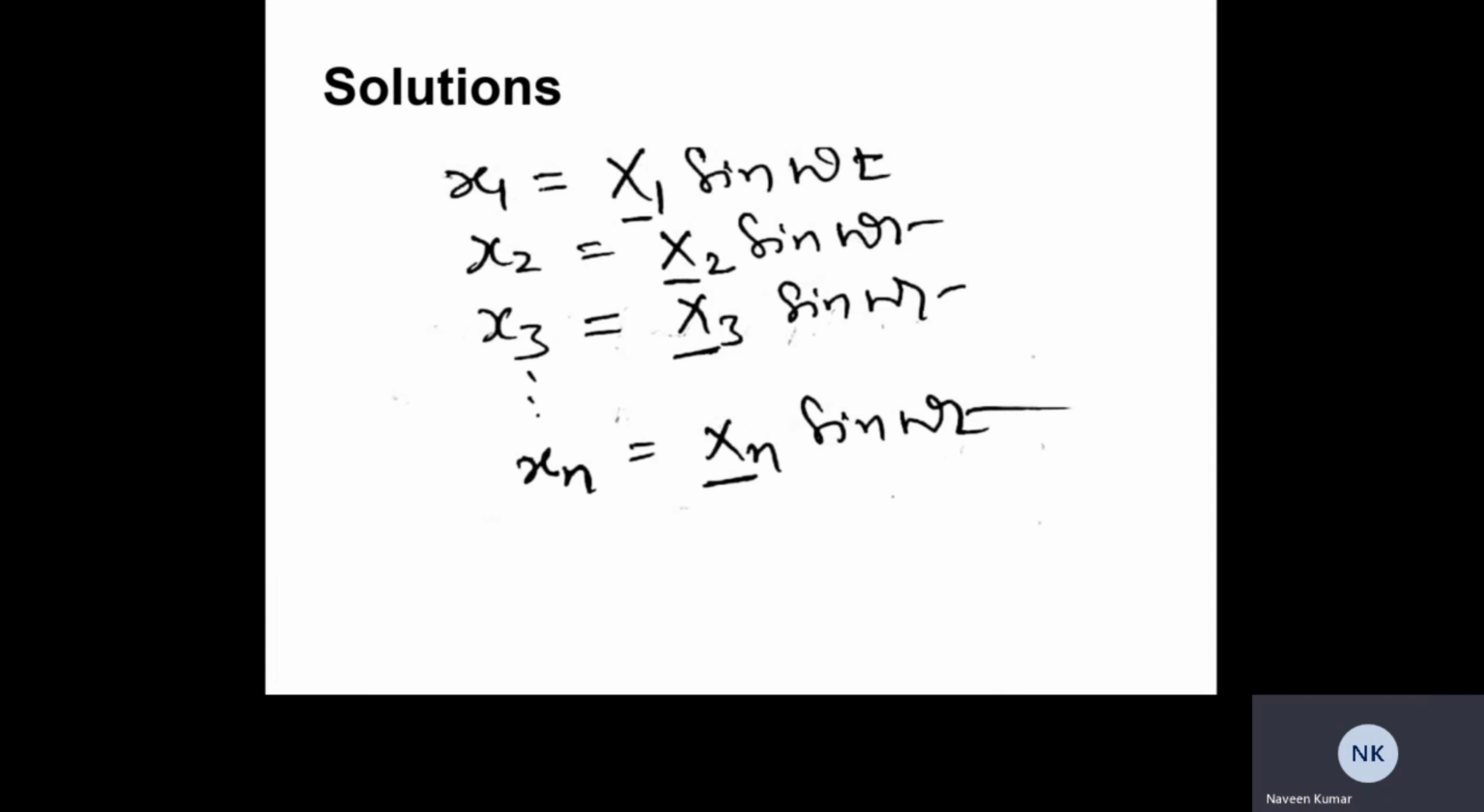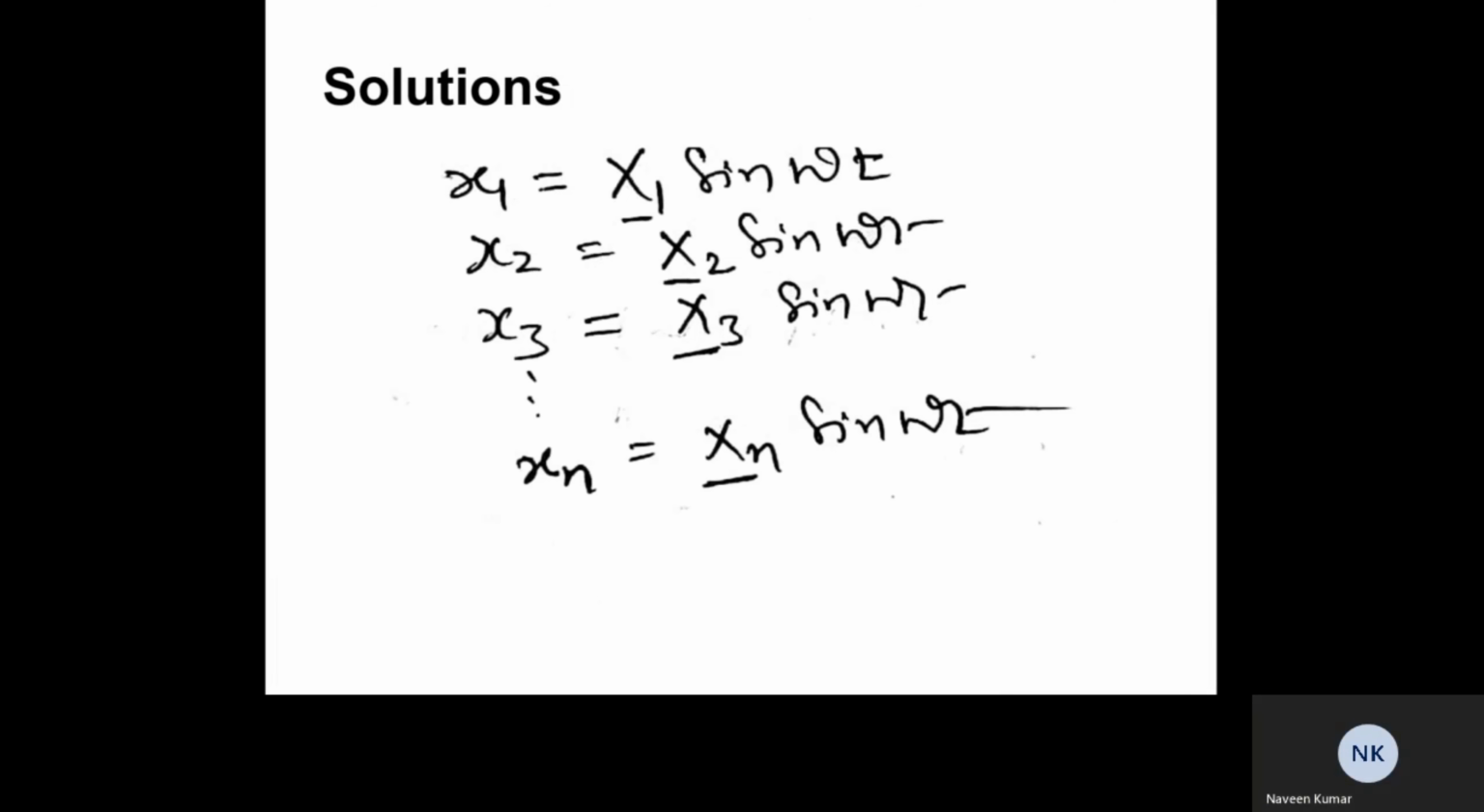Now, the solution to these differential equations, equations of motion, can be proposed as we have done in the case of the 2 degree of freedom system. x1 is equal to capital X1 sine omega t, x2 is equal to capital X2 sine omega t. Similarly, xn is equal to capital Xn sine omega t.